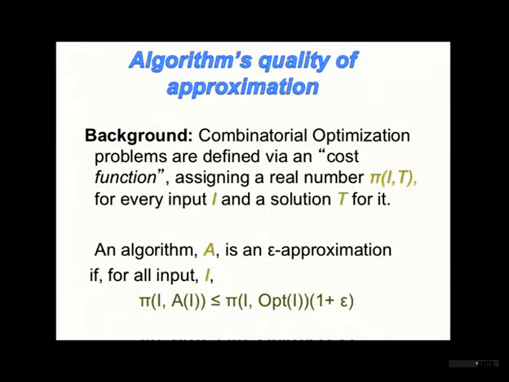So we say that an algorithm A is an epsilon approximation if for all inputs I, the cost on I of the solution that A finds is within a factor of 1 plus epsilon of the optimal cost. Okay, so that's the standard definition in approximation theory. We have an algorithm A, we compare it to the optimum solution. We want to show that this cost is at most the optimum solution times 1 plus epsilon. Then we'll say that this is an epsilon approximation.